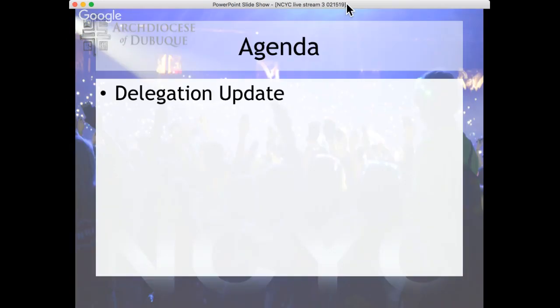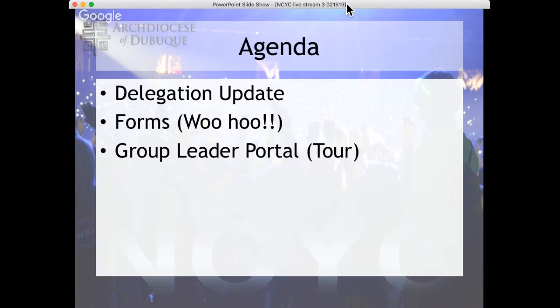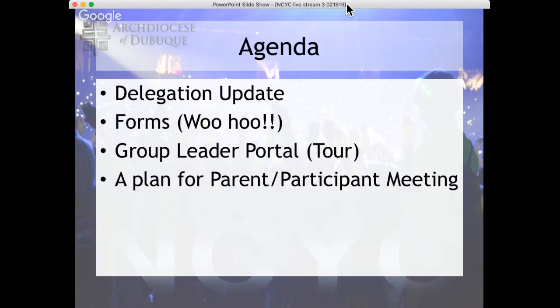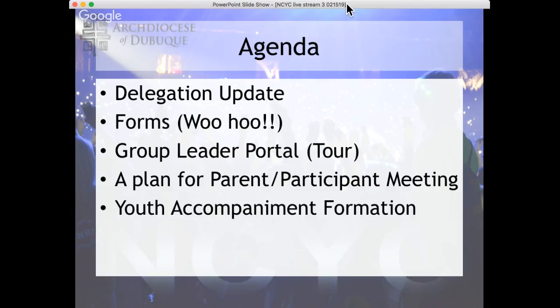All right, so here's what we're going to do this morning. I just want to give you a quick update on the delegation. We're going to talk about forms just to make it easier for you to understand kind of what you need to collect in the next few months as we move forward. I'm going to give you a tour of the group leader portal. This is the on-site database that you can access, where you'll do a lot of your work and be able to see your group. I'm going to propose a plan for a parent participant meeting coming up. Then we'll talk about the youth accompaniment plan moving forward as well.